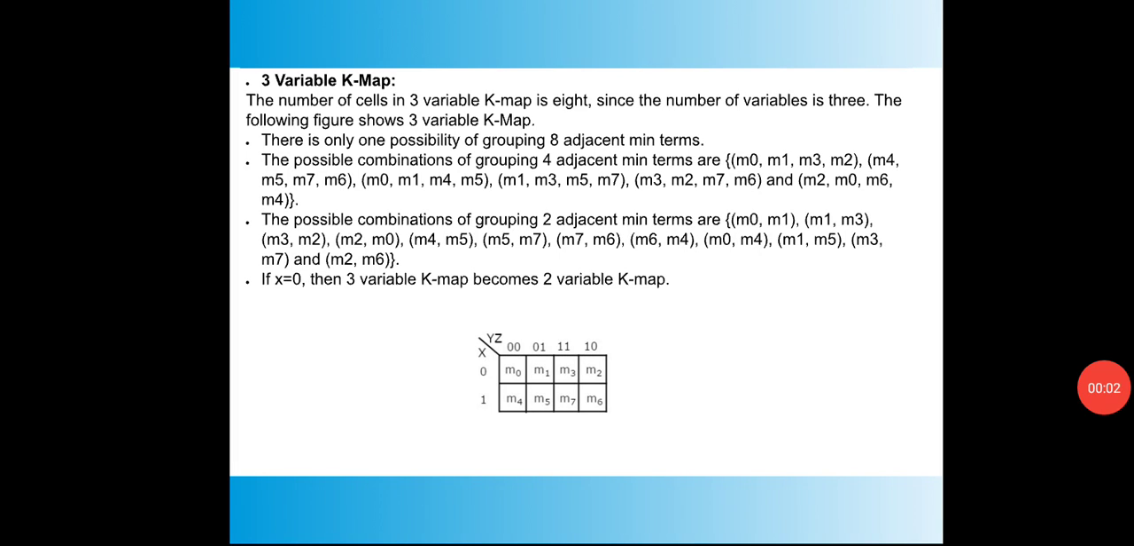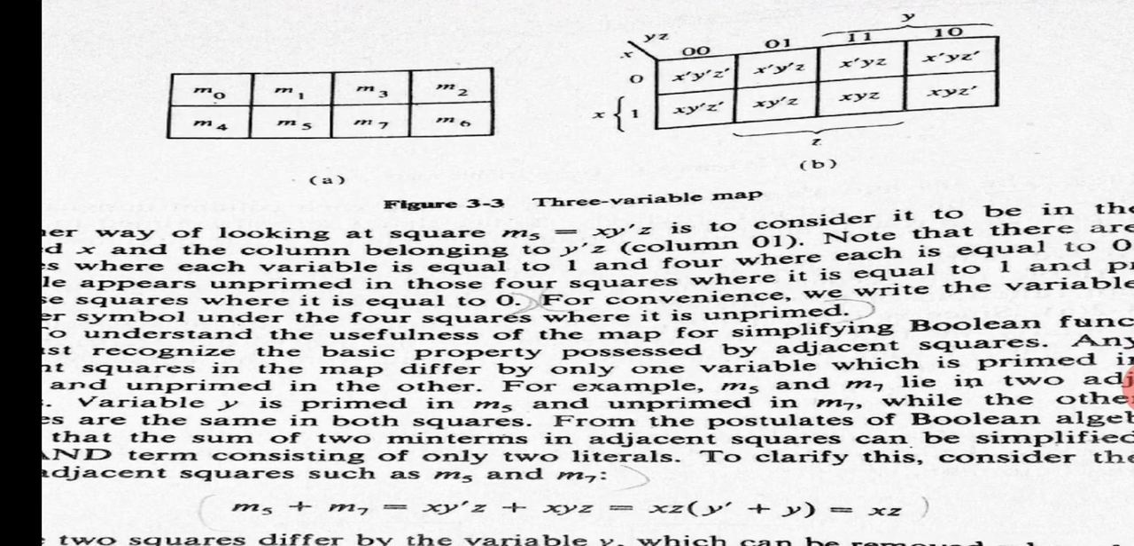Welcome to all. Let us continue with the concept wherever we stopped in the last video. Let me give the example for a 3 variable K-map, the Karnaugh map. Here you can see I have just zoomed in. When you have 3 variables, you can have minterms from M0 to M7, which means a total of 8 possible cells.